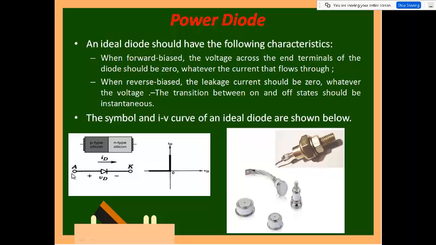We all know that the anode is P type and the cathode is N type, so conduction is possible only from anode to cathode. Only this direction is allowed, this direction is not allowed. So an ideal diode should have the following characteristics. When forward biased, the voltage across the terminals of the diode should be 0, whatever the current that flows through, though really that is not possible. When reverse biased, leakage current should be 0, whatever the voltage, and the transition between on and off state should be instantaneous. All this is for the ideal case, which is not actually possible. So this is the symbol and this is the VI characteristics, and these are some screenshots of practical power diodes.